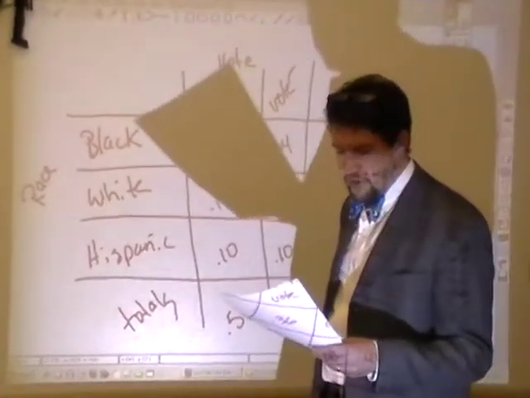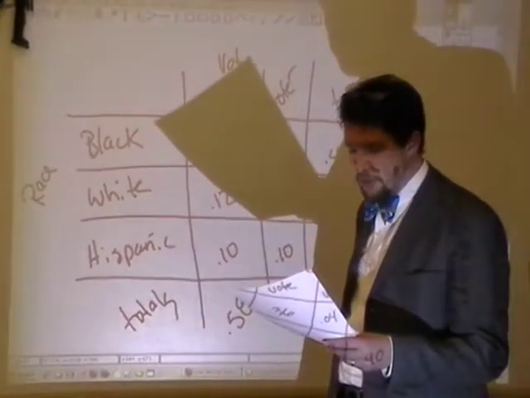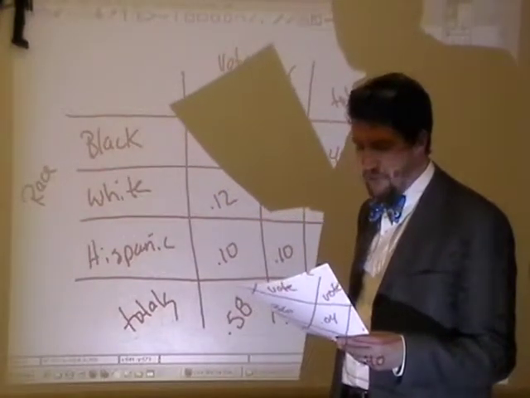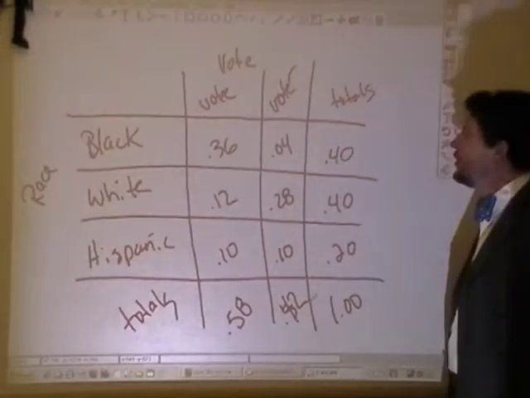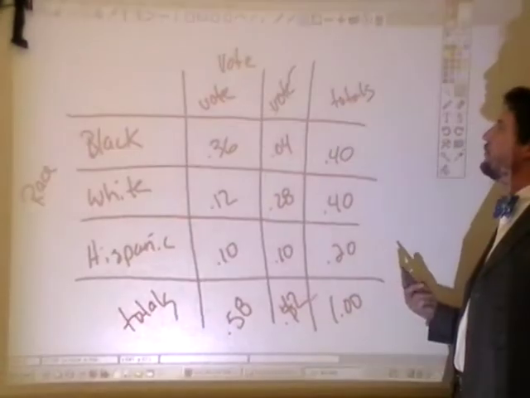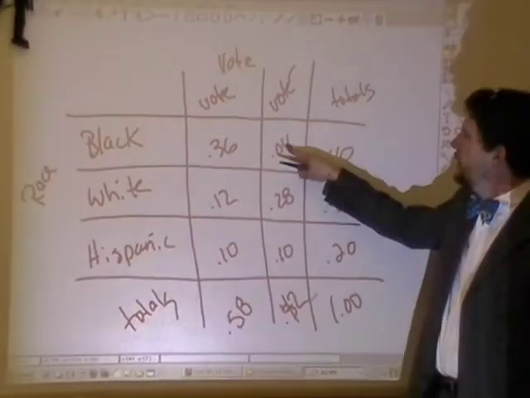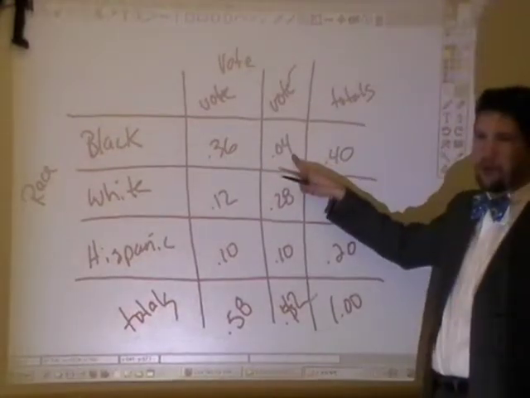B, what is the percentage of the population of both black and not voting for the candidate? Well, what's the percentage of people who are black and not voting for the candidate? That would be this right here, the intersection of the black and not voters, which is 0.04.